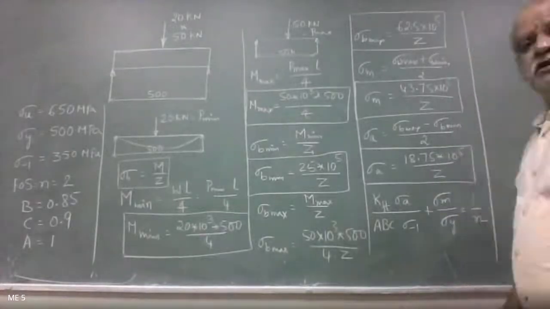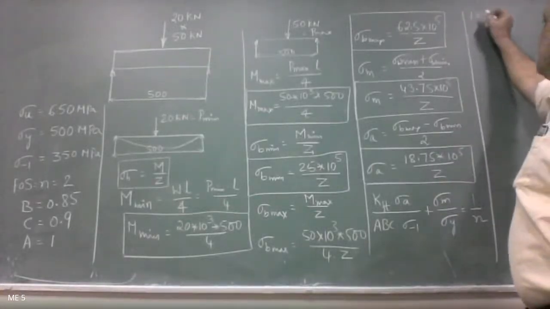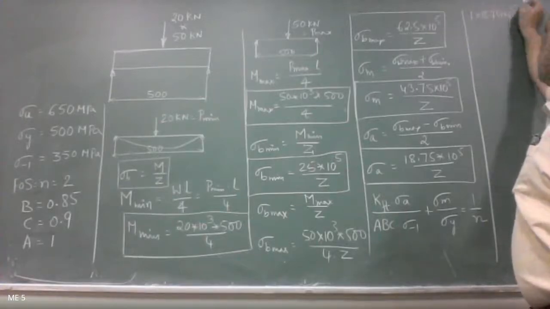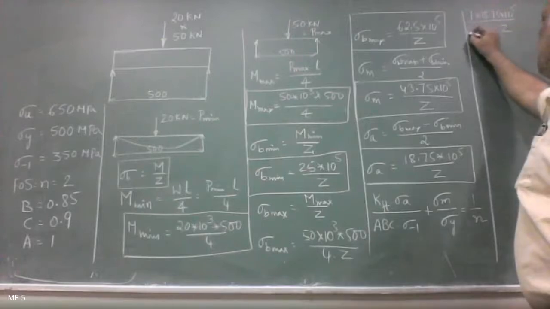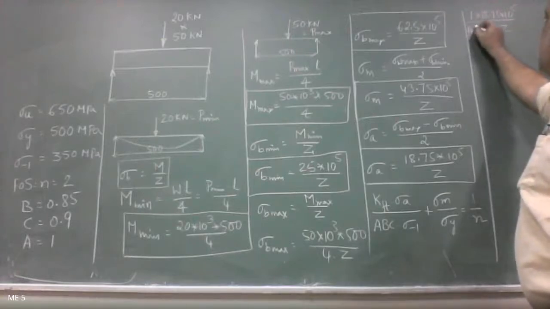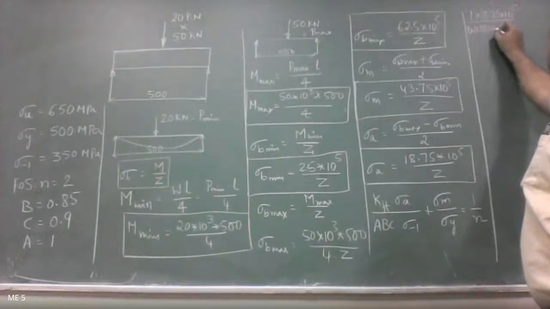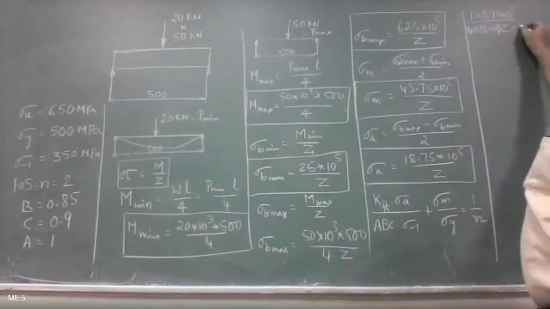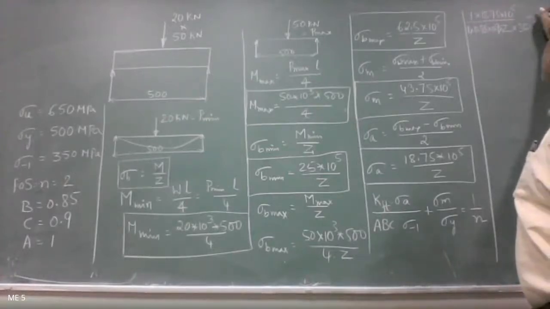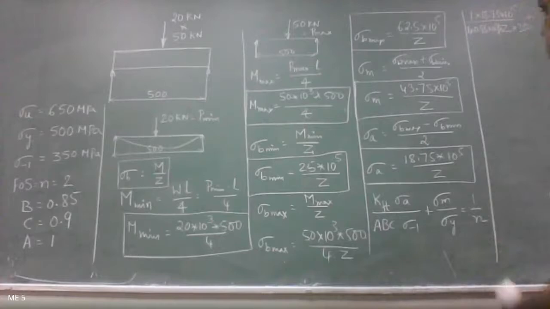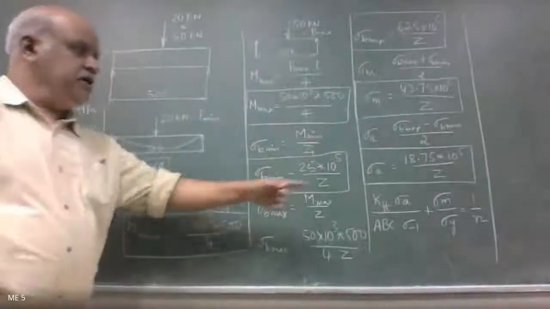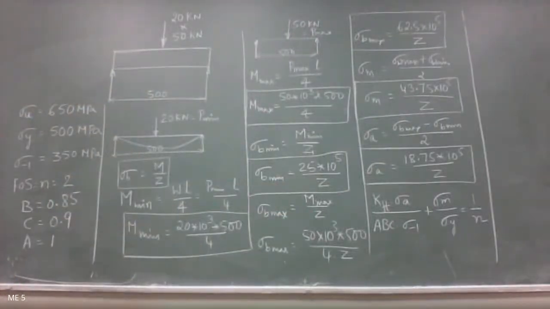That is 1 into sigma amplitude, which is 18.75 into 10 power 5 divided by Z. So 1 into A is 1, 0.85 into 0.9 into Z into endurance strength, which is 350, plus mean stress. Can you see here? I don't think you can see. So substitute, and get me the value of Z there. Complete up to that and then get me the value of Z. Please note down. Any doubt here? Anybody?